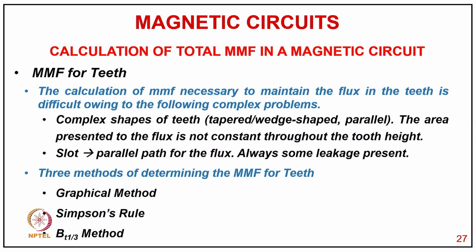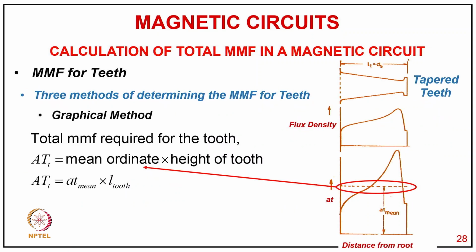So there are three methods of determining the MF for teeth. First is the graphical method, another is the Simpson rule, and the third is the BT 1/3 method. So coming to the MF calculation by these three methods for the MF for teeth, first for tapered teeth, the total MF required for a tooth is ATT, that is the mean ordinate as shown here, into the height of the teeth, and that comes ATT equal to AT mean into L teeth.